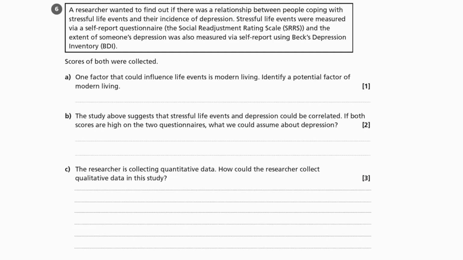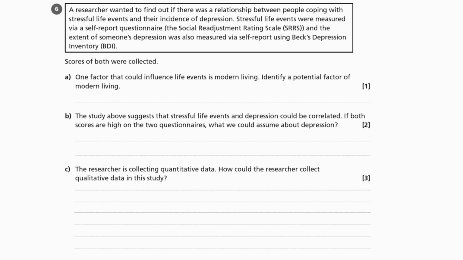This is question 6 in the psychological problems topic, and this is a scenario question. So there's a scenario and there's 3 questions that are related to that scenario. The important thing you need to do is when you read this, it's good to highlight all of the important pieces of information.